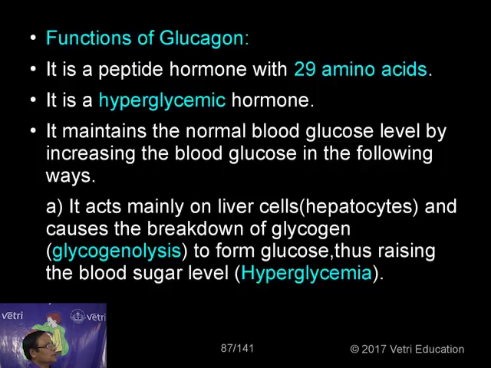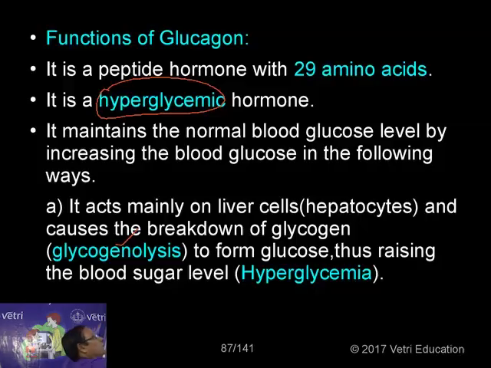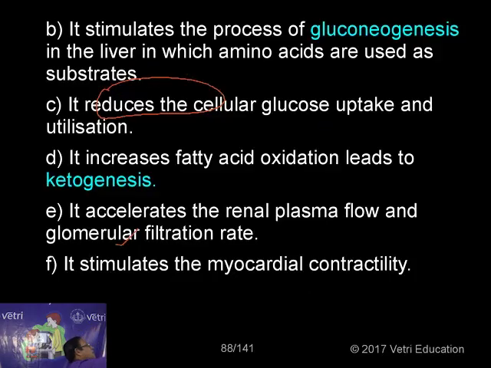Now, functions of glucagon. As the name implies, it is responsible for increasing the sugar level. That is why it's called a hyperglycemic hormone. What's its main function? It acts mainly on liver glycogen, converting glycogen to glucose, a process called glycogenolysis, the breakdown of glycogen to form glucose, thereby increasing the sugar level. That condition is called hyperglycemia.